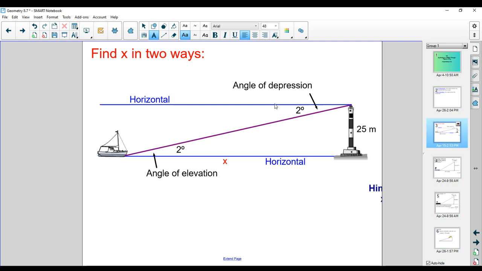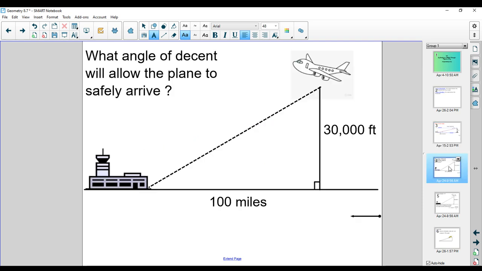You'll notice that the two horizontal lines are parallel. We have a transversal, so the angle of elevation can also be the angle of depression. And so when we start to fill in our triangles and the information there, we'll be looking at those angles to be congruent always.